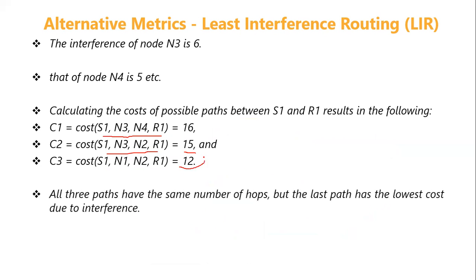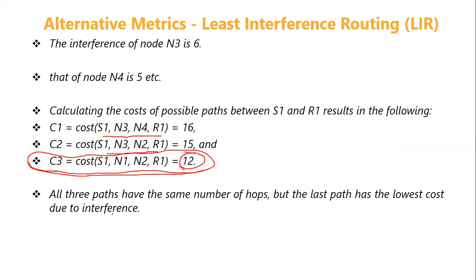So out of the 3 possible paths, now you take the one with the least cost. The one with the least cost is this particular path. Hence this is the path with the least interference. So this path is preferred for ad hoc routing.